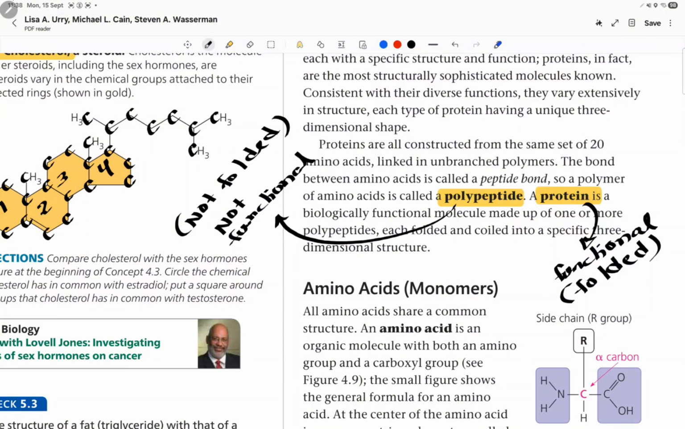Okay, a protein is made up of one or more polypeptides which have been folded, which have been coiled into a 3D shape. Yes, we can also say that a polypeptide is going to be a 2D shape, while a protein is going to be a 3D shape. So the monomer of a protein is called an amino acid, okay?